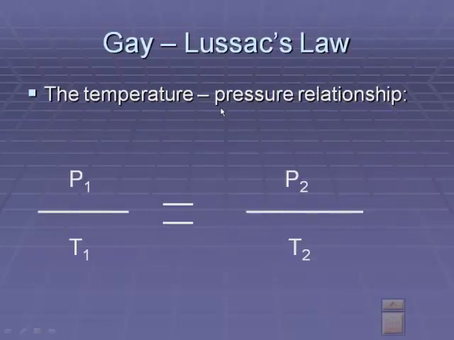The last gas law is Gay-Lussac's law, the temperature-pressure relationship. So if you see P over T, just like in Charles's law, you see one unit on top and then you see a divide and a unit on the bottom. My question is this: is that a direct or indirect relationship? You're dividing. Look back at the previous gas law that you just looked at. You should be able to answer that question.